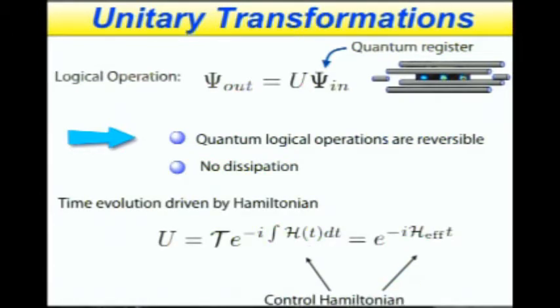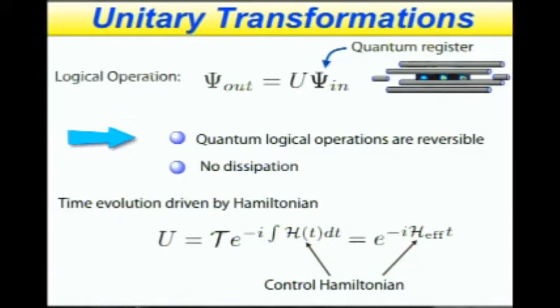Again, you have to drive this unitary transformation by some Hamiltonian, which is in general time dependent, and of course you have to integrate that over time, but for simplicity you can also represent that by an effective static Hamiltonian which acts over a certain time t, which would then be the duration of the gate operation.